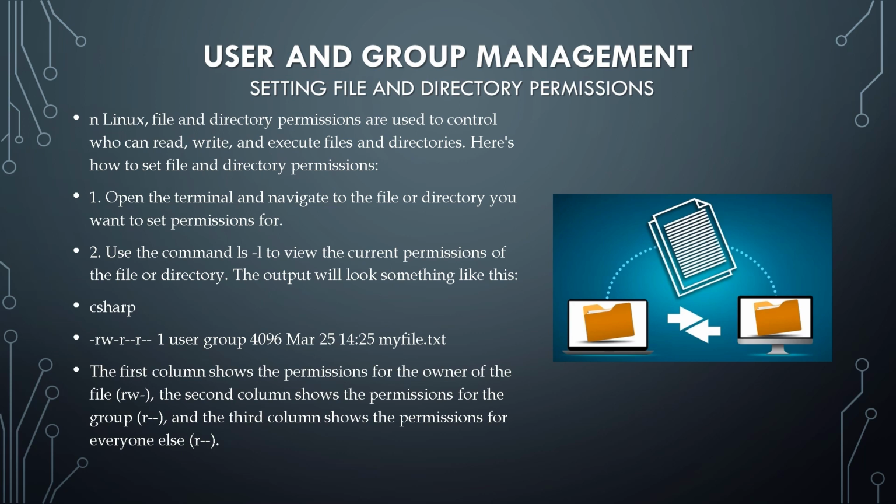-rw-r--r-- 1 user group 4096 March 25 14:25 myfile.txt. The first column shows the permissions for the owner of the file, rw, the second column shows the permissions for the group, r, and the third column shows the permissions for everyone else, r.